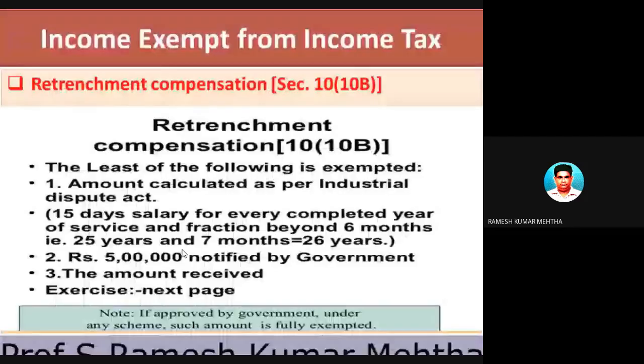Next one. Some more information on retrenchment compensation: it is exempt from tax under the Income Tax Act 1961 under section 10(10B).